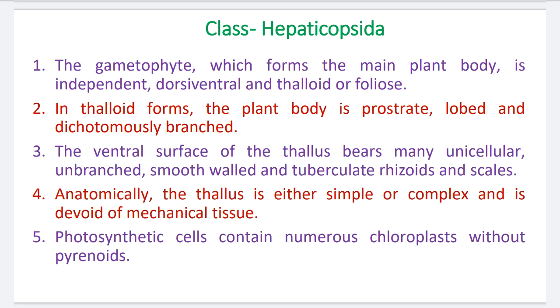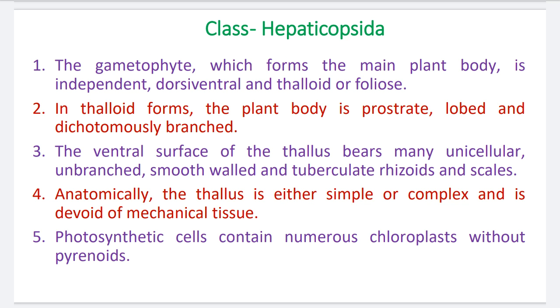Then dorsal and ventral sides are different, and the thalloid plant body is a simple thallus-like structure. Thallus means undifferentiated plant body, or foliose. Foliose means leaf-like. Okay, number 2, the thalloid forms. The plant body is prostrate. Prostrate means horizontal to the substratum. Then lobed. At the tip of the plant body, small lobed structures are there, and dichotomously branched. In Hepaticopsida, the thallus branches dichotomously. It produces a branched structure, that is dichotomous branching.